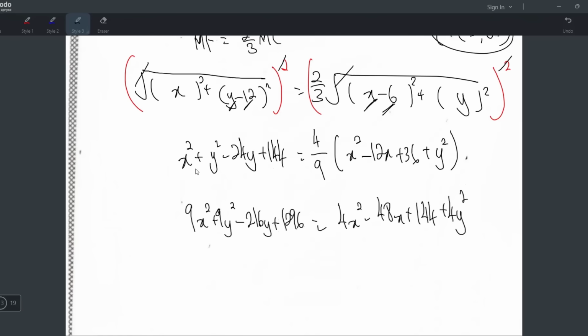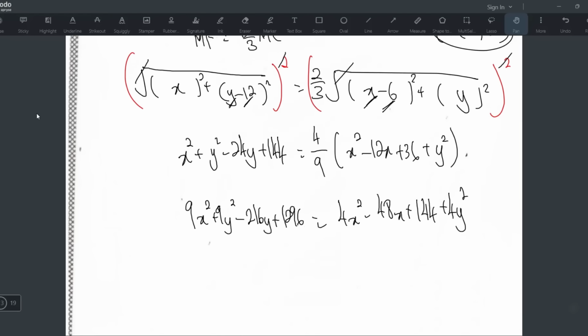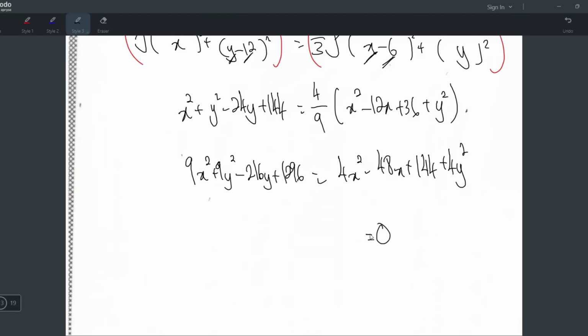That's it. When we write a locus, we usually want our answer to be equal to 0. It means we want it in general form.